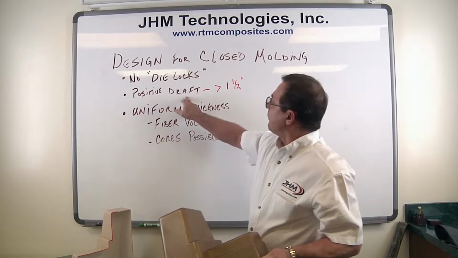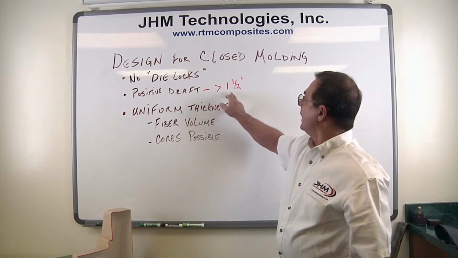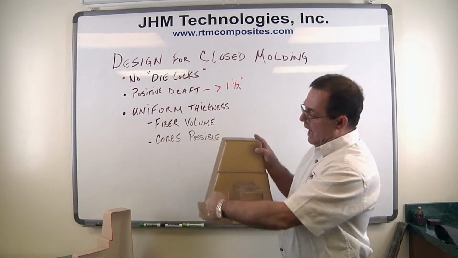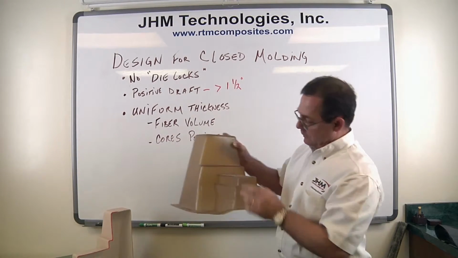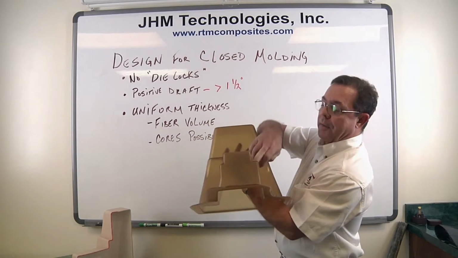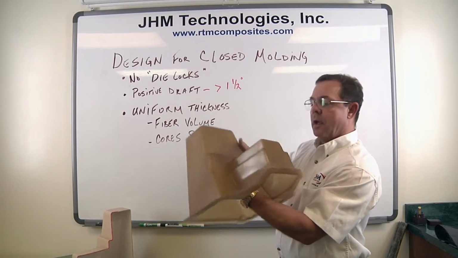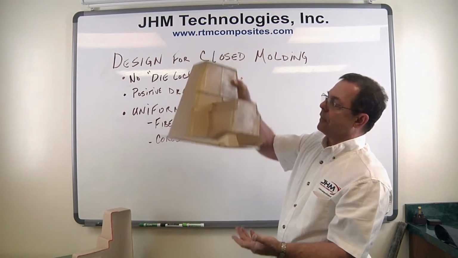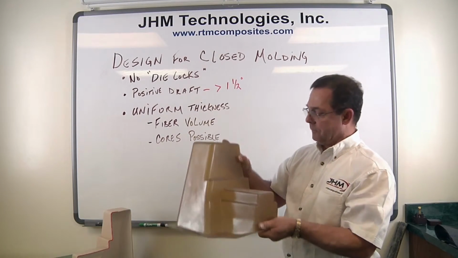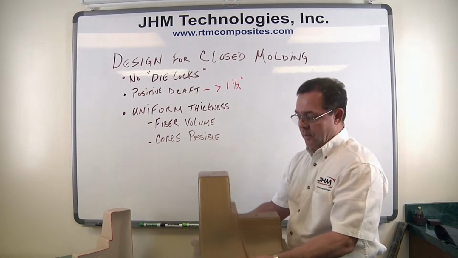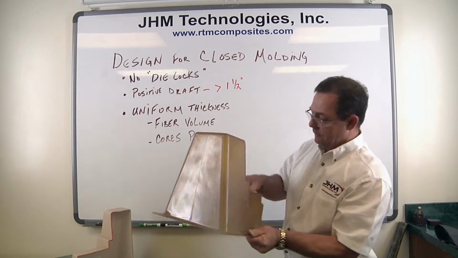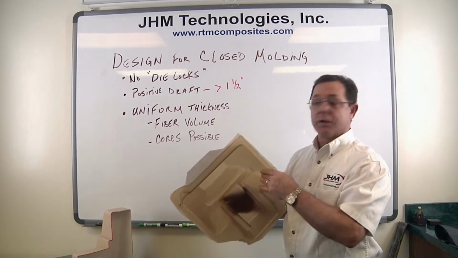The next is we have to have positive draft. And I'm saying greater than 1.5 degrees is preferred. So here it's obvious we've got more than enough draft. These vertical walls are close. They actually have 1.5 degrees. But by having that positive draft, we're able to open and close the mold and demold the part easily. If we had no draft, the mold would drag as we're opening, and the part would drag on the mold surface. So positive draft is another element.